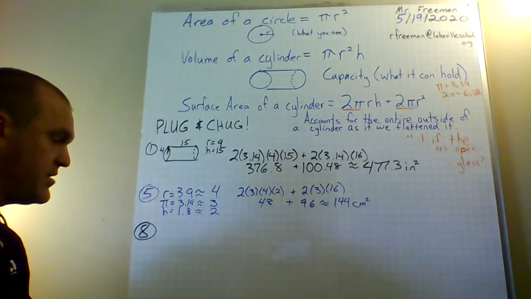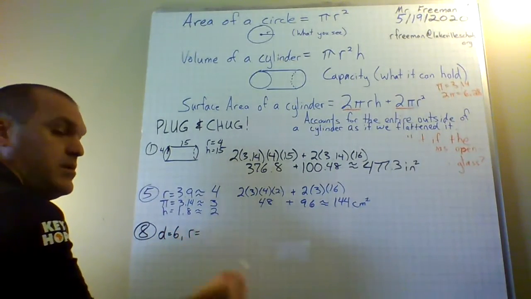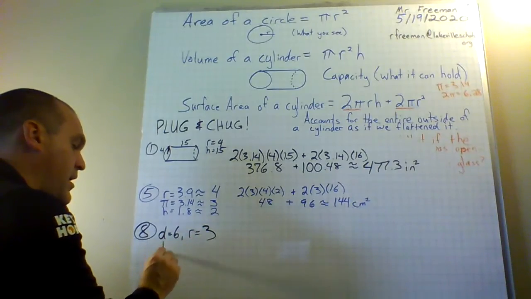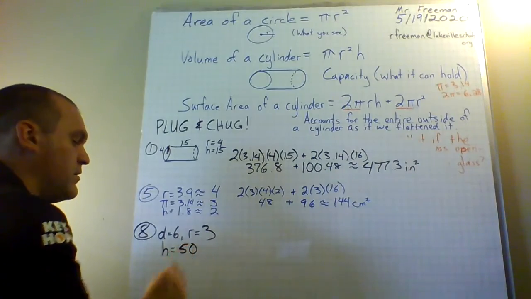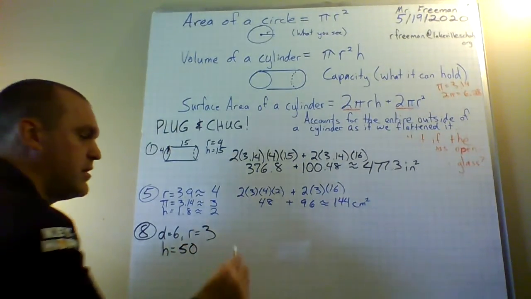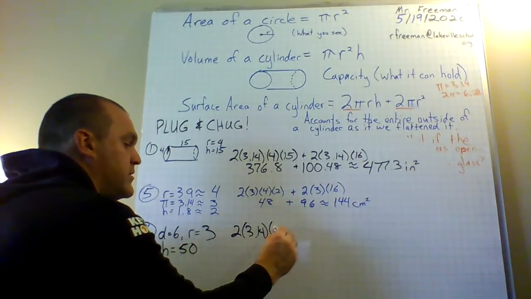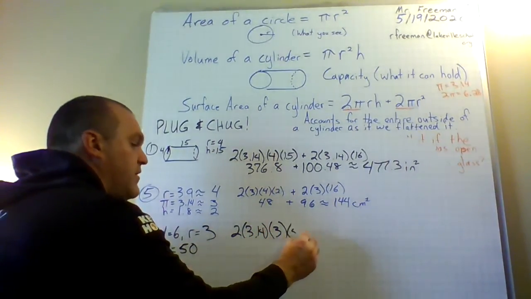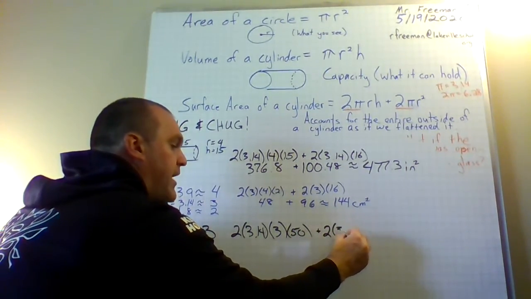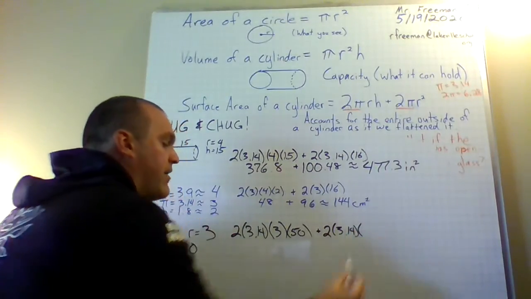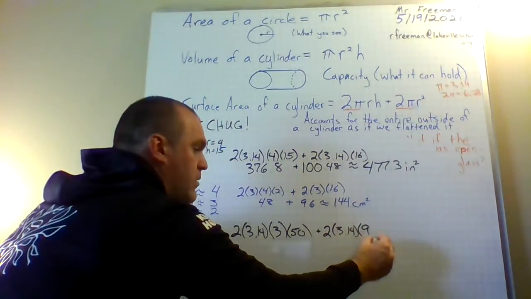But it says a diameter of 6. Well, if the diameter is 6, then r equals 3. And then it tells us our height or our length is 50 centimeters. Okay, and then all we do is go ahead with our formula. 2 times pi times radius, which is 3, times height, which is 50. And we add that to 2 times pi. And now we have radius squared. Our radius is 3. So 3 squared would be 9.